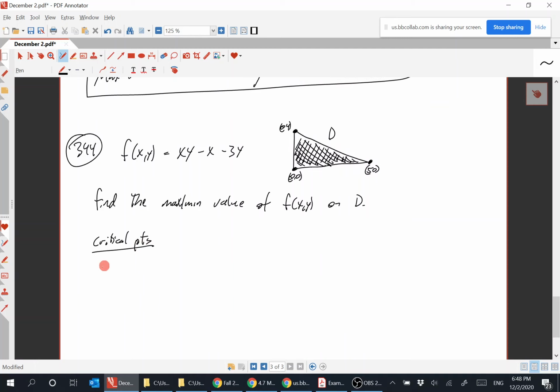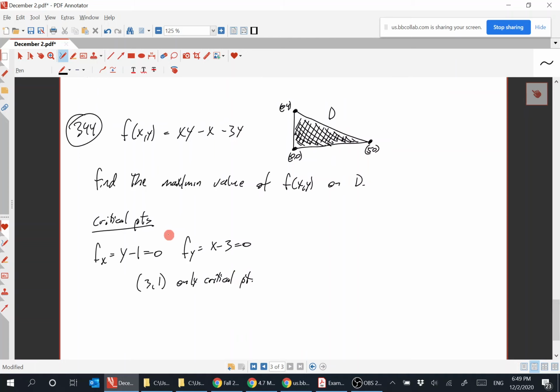So the partial derivative of f with respect to x is equal to y minus 1. Set that equal to 0. The partial derivative of f with respect to y is equal to x minus 3. Set that equal to 0. So your only critical point then is 3, 1. It's the only critical point. So check f at that value.